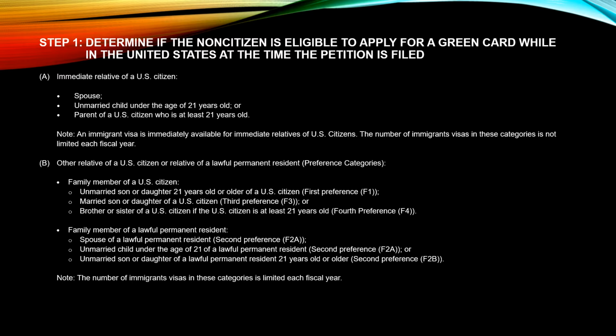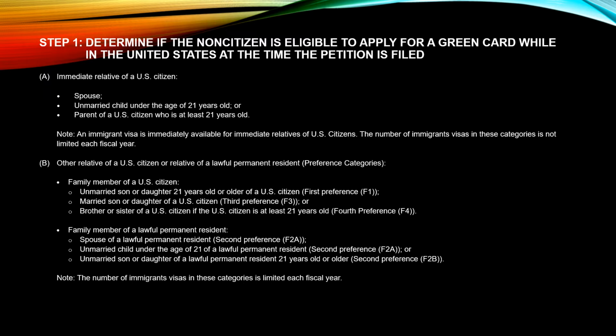There are 2 categories under which an individual may file: immediate relative of a U.S. citizen, or family-based preference categories for a U.S. citizen or a lawful permanent resident. In order to qualify for the immediate relative of a U.S. citizen, the person has to be a spouse of a U.S. citizen, the unmarried child under the age of 21, or a parent of a U.S. citizen who is at least 21 years old at the time the petition is filed.